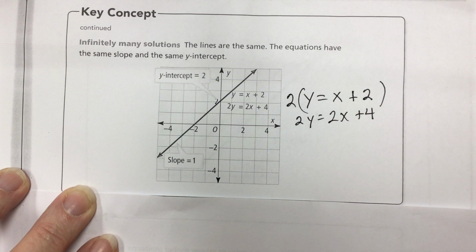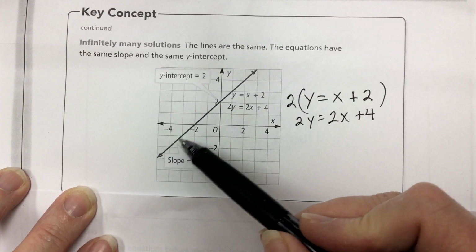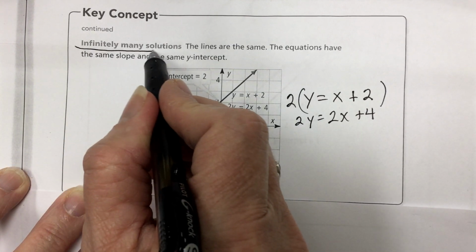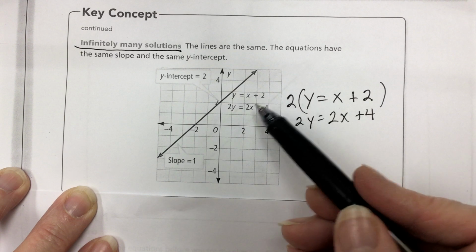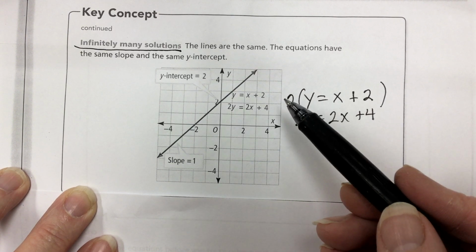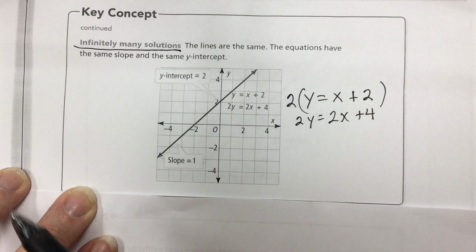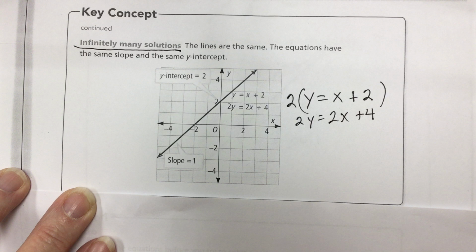The question is, where do these two lines touch? They touch at every point up this line. So this system of lines has infinitely many solutions because they are the same line. These equations have the same slope and the same y-intercept.